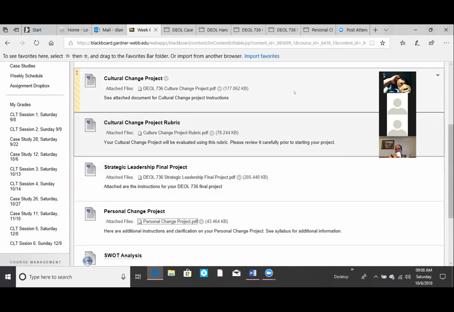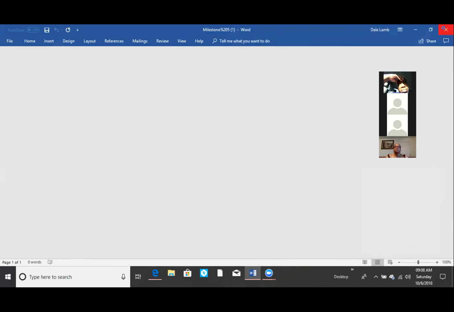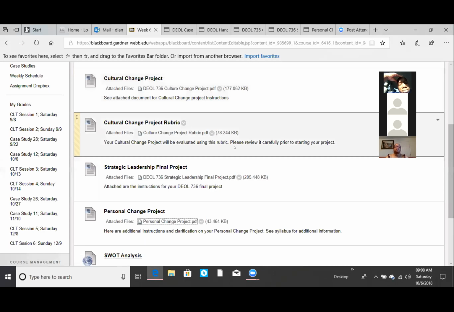The other thing besides milestone 5, let's look at milestone 5 quickly. Develop a risk assessment based on the initial summary of anticipated risk associated with your consulting project. Risks need to be analyzed as high, medium, and low. That's why I said that the matrix that I showed you has 4 levels. The criteria need to be documented. For high and medium levels of risk, a mitigation program needs to be outlined. So that's your task for this semester, your milestone 5. And I've given you some materials to help you with those.